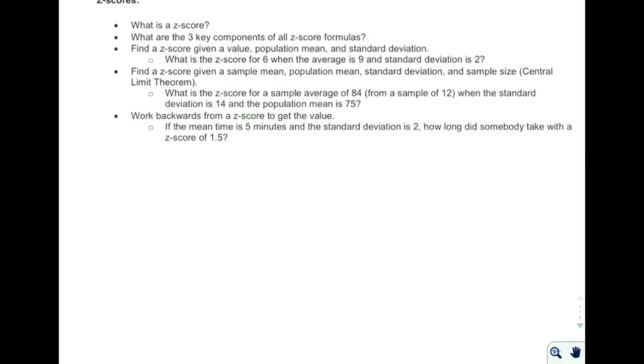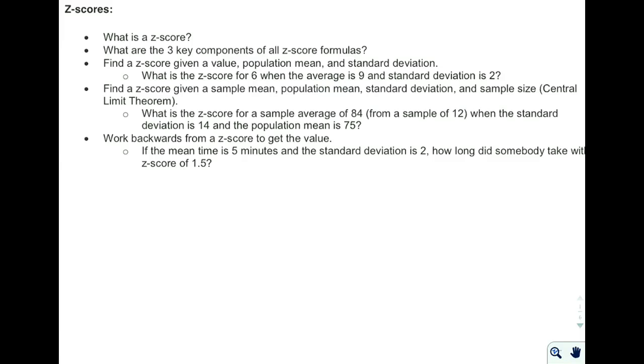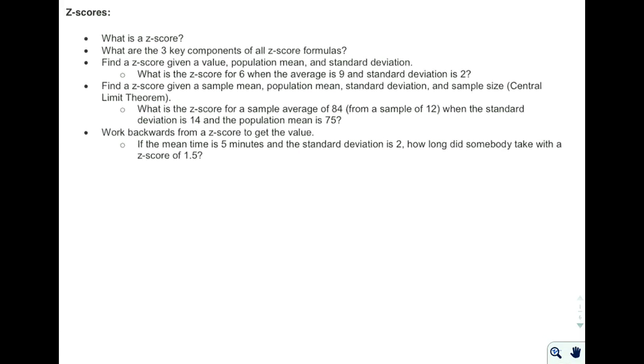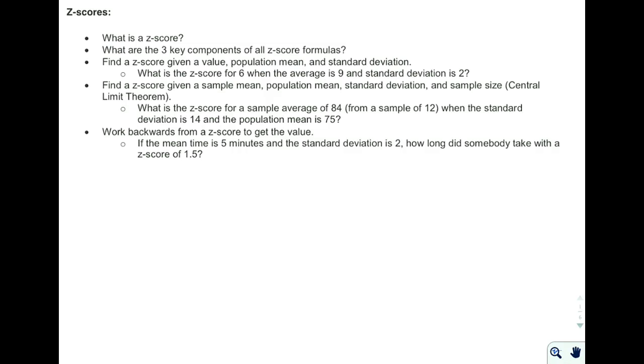We're going to go through a review section by section here, starting with z-scores, and look at what are the most important things we need to know about these and how we're going to use them. So first of all, a z-score is the number of standard deviations from the mean that a value falls.